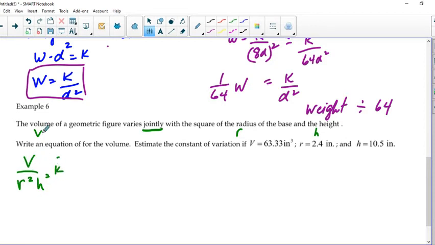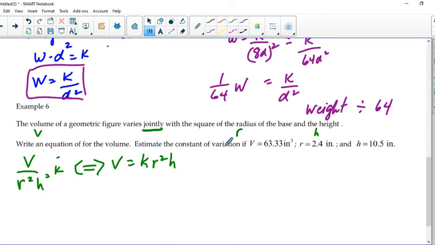Okay, notice this is a direct variation with two variables. So you could also write it as volume is equal to k r squared h. So that's the equation for the volume. Either one you could do.